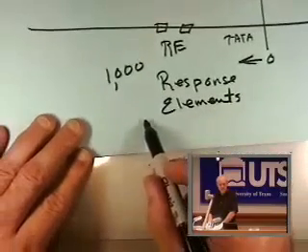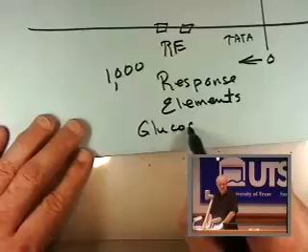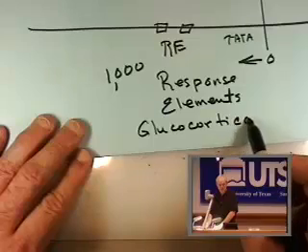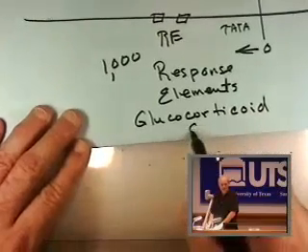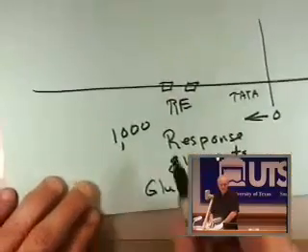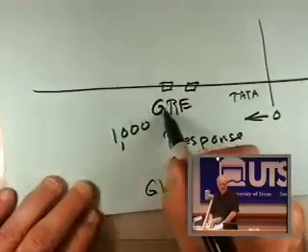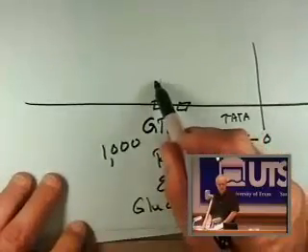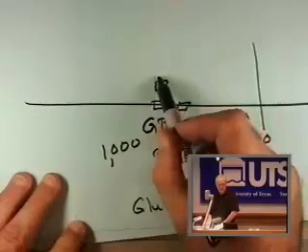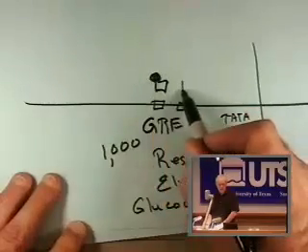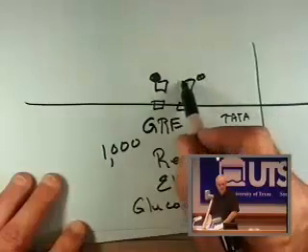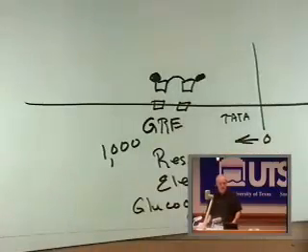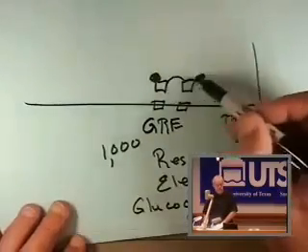So for example, for the glucocorticoids, let me spell this first. There is a GRE, a glucocorticoid response element. Two ligated glucocorticoid receptors, meaning they have the glucocorticoid molecule itself bound to them, form a homodimer.